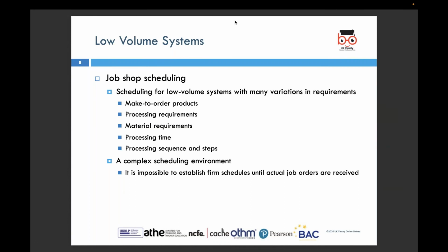To tackle the complex scheduling environment, companies need robust systems and tools that can handle the variability and ensure efficient utilization of resources. Advanced scheduling algorithms such as heuristic approaches or genetic algorithms can be employed to optimize the allocation of tasks and resources based on various factors like processing time, material availability, and processing sequences.